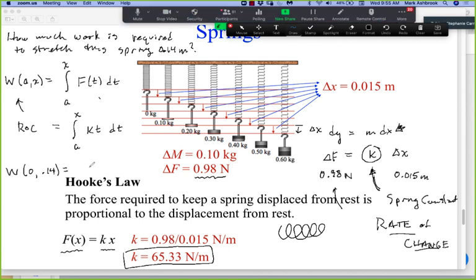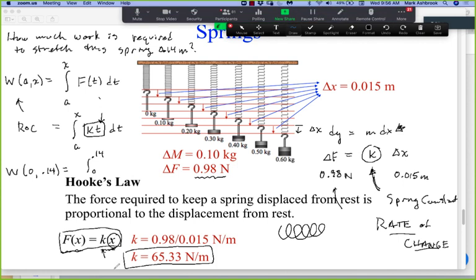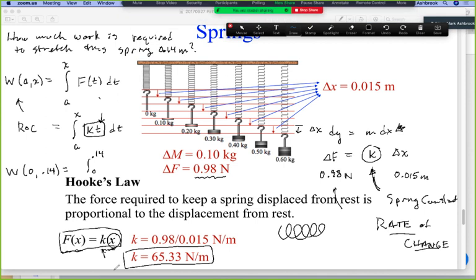Why do you need the rate of change to be k times t dt? Because that's the force required to stretch a spring to a distance of x. That's Hooke's law. The force required is proportional to the distance that you stretch it. So as you continue to stretch a spring, it requires more and more force to keep stretching it. So force is a function of how far you stretched it, by a constant k. Did that answer it? Yes, that did. Cool.